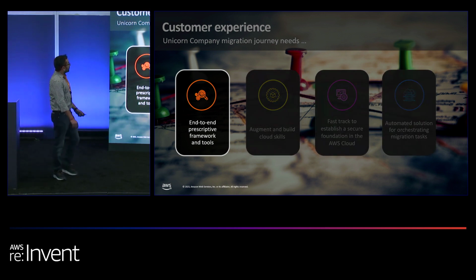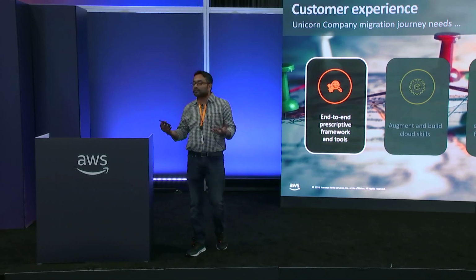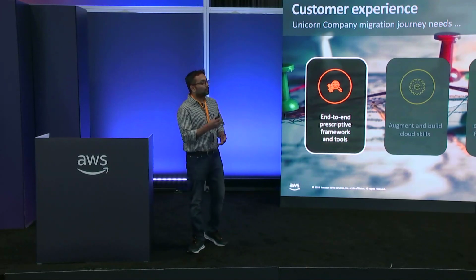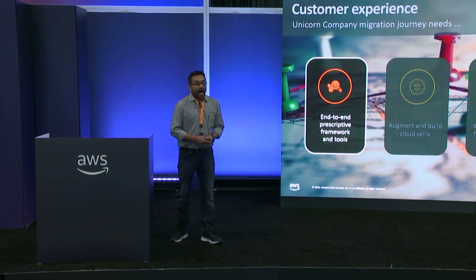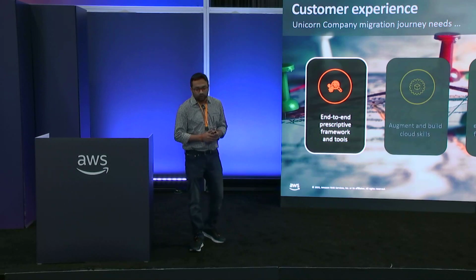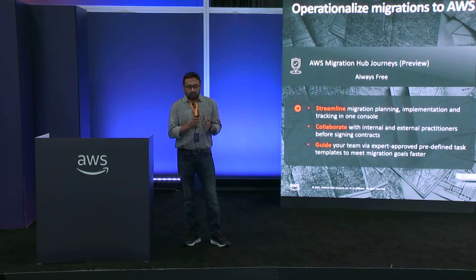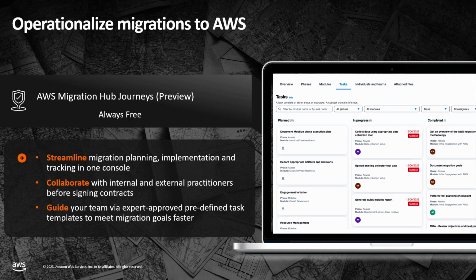Let's start off with the first one, the end-to-end prescriptive framework. So this will help Anna work with other cross-functional teams like IT, security, application owners to assess, mobilize, migrate, and operate across the migration planning. Anna is going to leverage AWS Migration Hub Journey tool, which is currently in preview for managing and planning this overall. So Anna chooses the tool to streamline migration, planning, execution, and tracking all activities in one console.